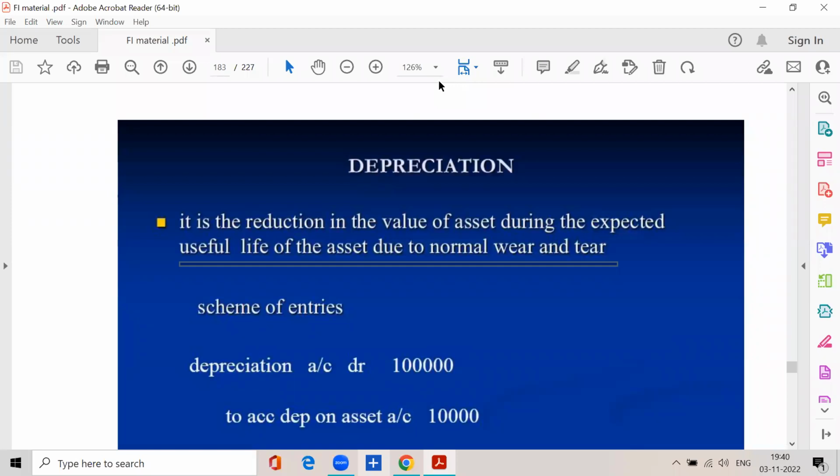Number 2, capital expenditure. In the case of capital expenditure, the benefit you derive will spread into some number of years into the future.